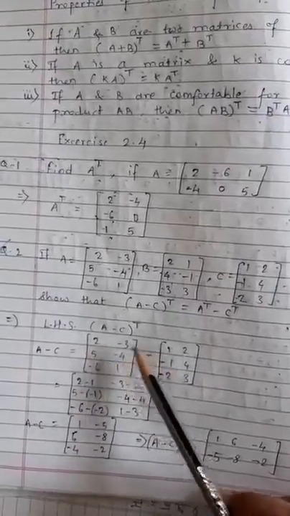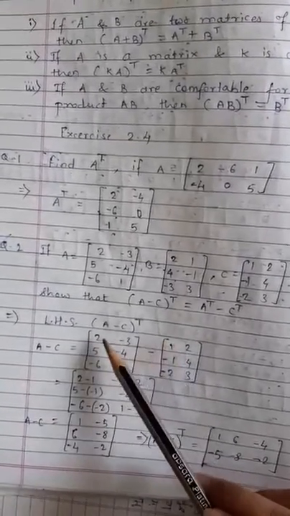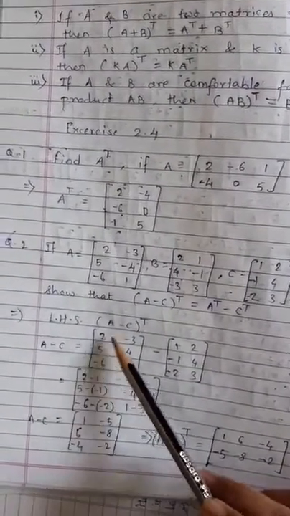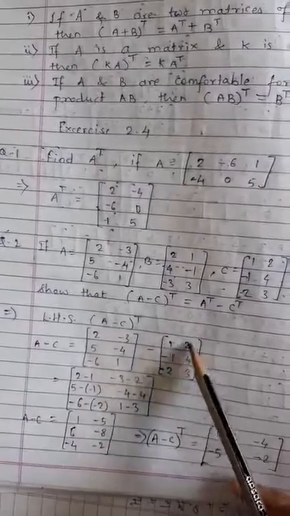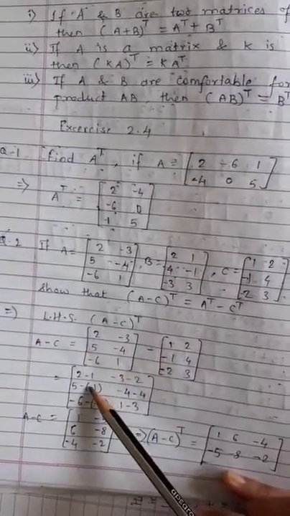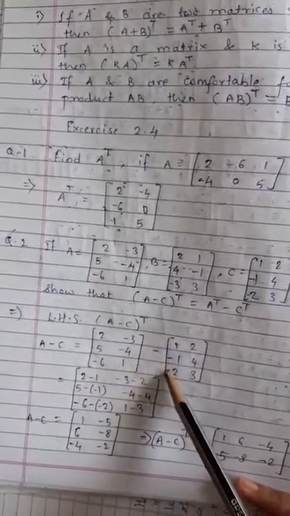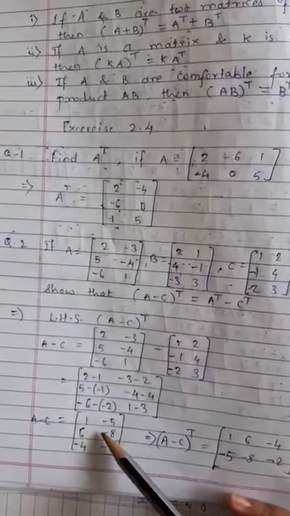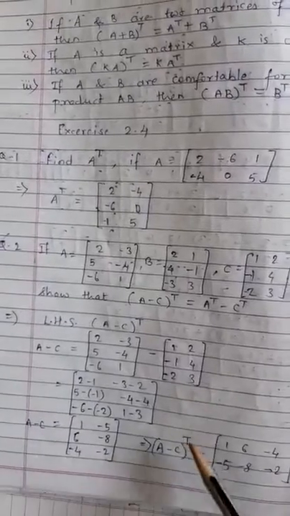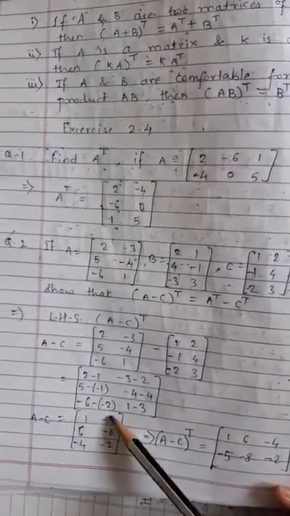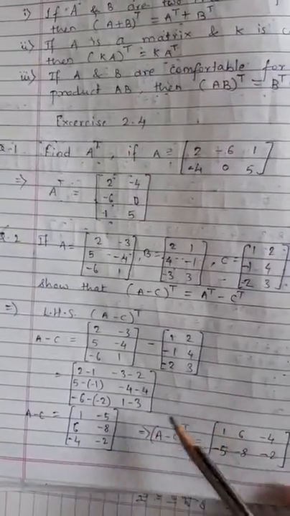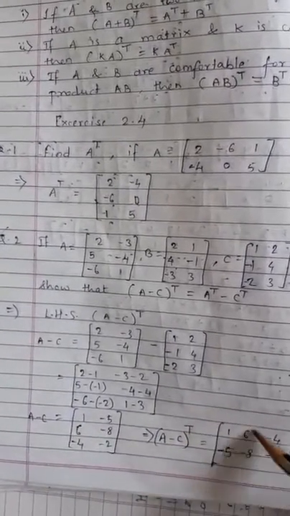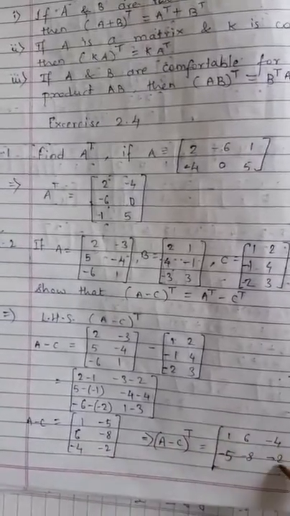So we will do the subtraction. Subtraction will follow the corresponding elements rule. So 2 minus 1, here it will be minus 3 minus 2, 5 minus of minus 1, minus 4 minus 4, minus 6 minus of minus 2, 1 minus 3. So A minus C will be 1, minus 5, 6; minus 8, minus 4, minus 2. So its transpose will be: the first row will become the first column, the second row will become the second column, and the third row will become the third column.